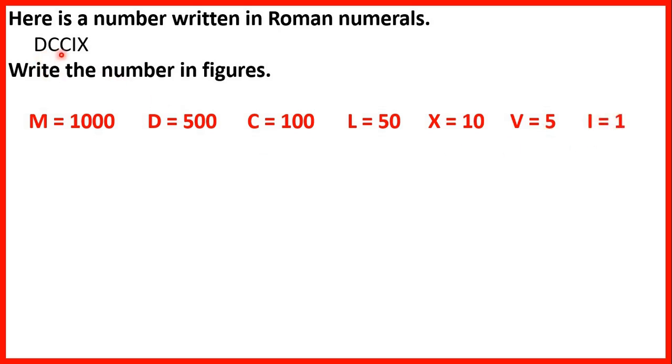So if we look at our number, we have D and then 2 C's. So that's 500 and then 2 more hundreds. So that makes 700 altogether. So our hundreds digit is a 7. Then, if we look at the rest of our number, we have IX. So that's 1 before 10, which is 9. But remember, this 7 stands for 700. So we need a 0 as our tens digit before writing the 9. So our number is 709.